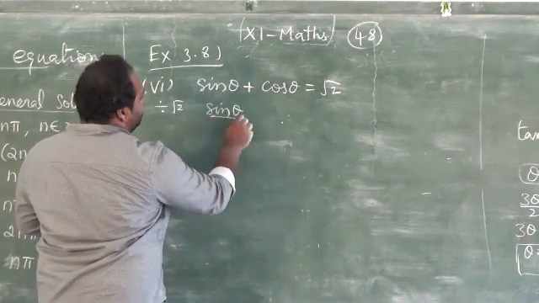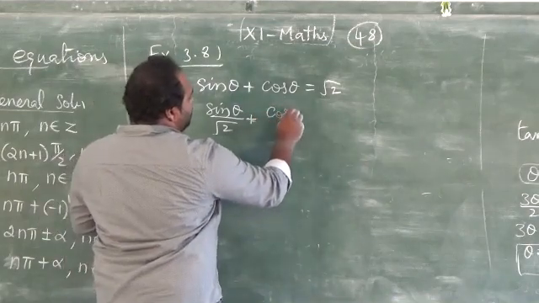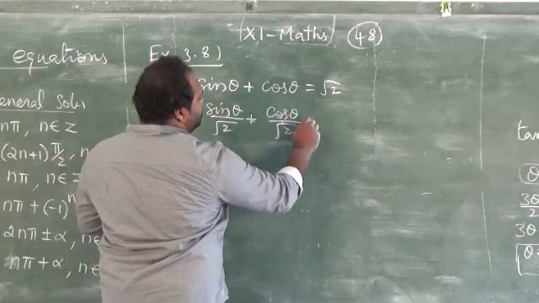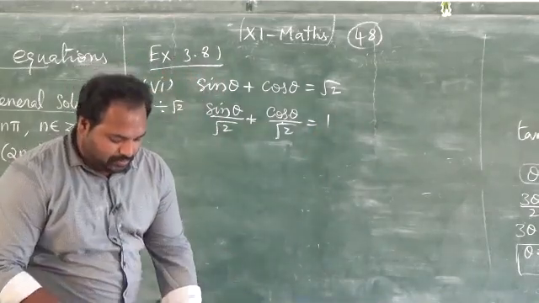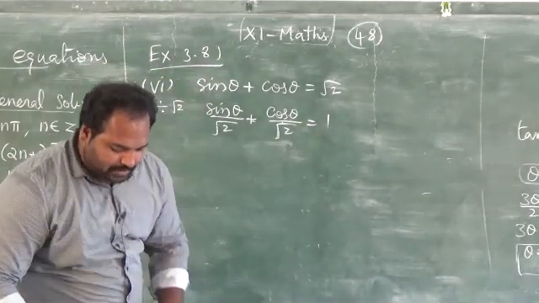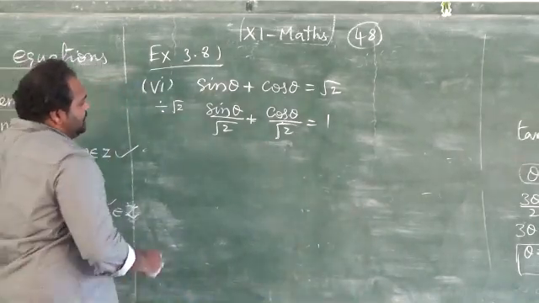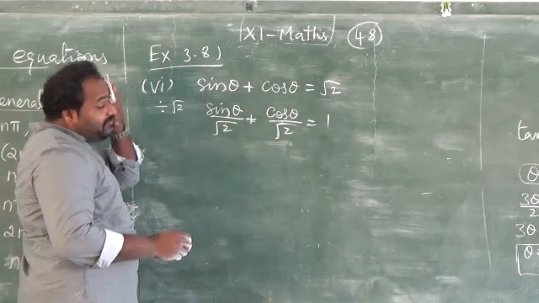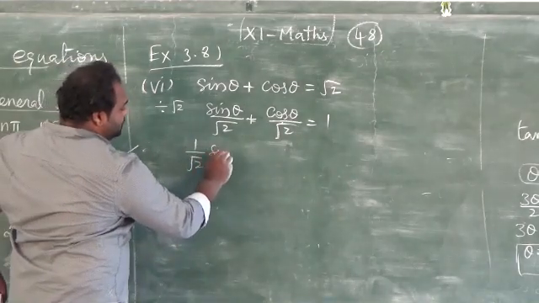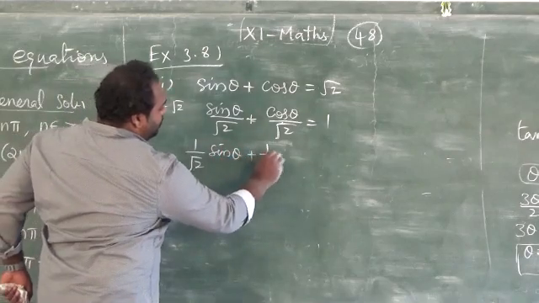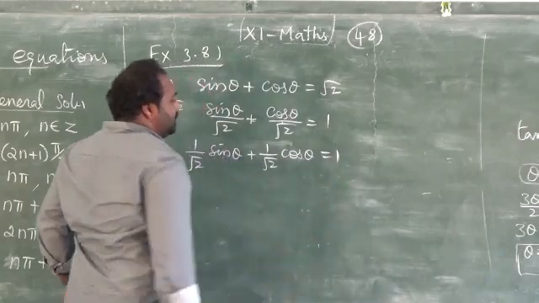Sin theta by root 2 plus cos theta by root 2 equal to root 2 by root 2, which is 1. Next, this can be slightly changed for your understanding: 1 by root 2 into sin theta plus 1 by root 2 into cos theta equal to 1.